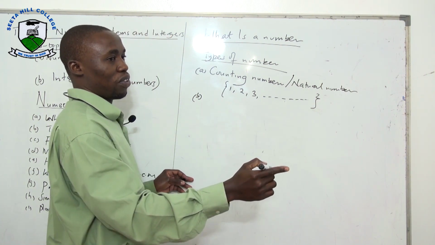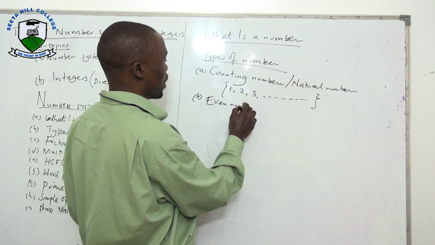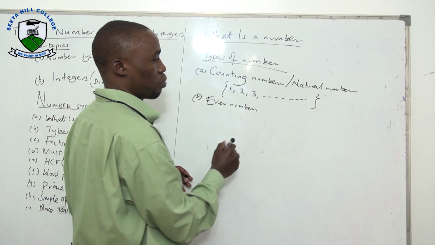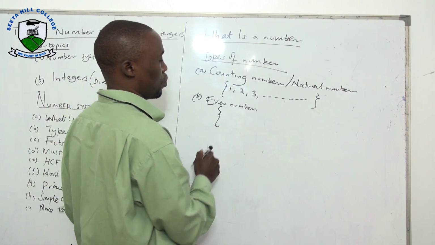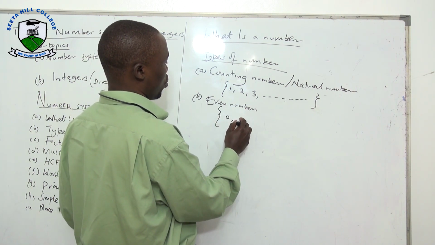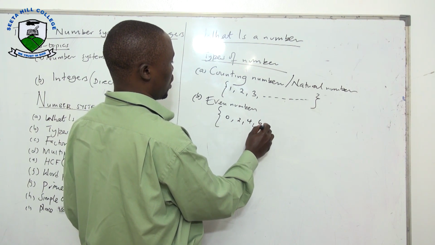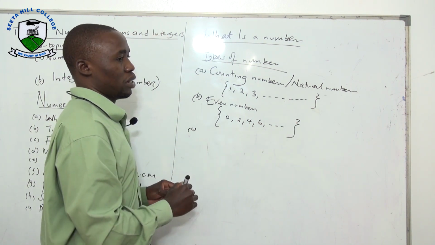Next, you have even numbers. Even numbers are numbers which are divisible by 2. What are they? 0, 2, 4, 6, etc. So you don't want to mention 0?